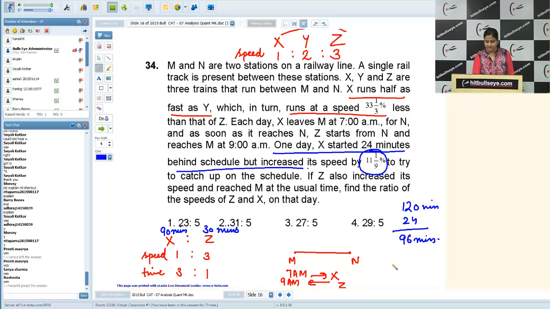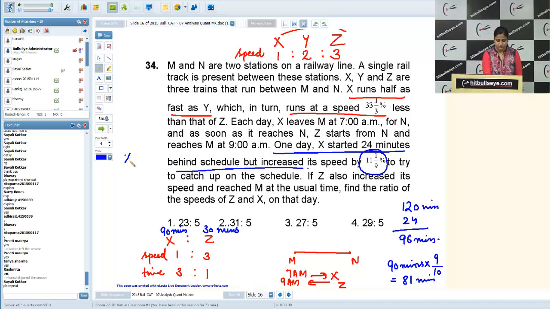It means initially it was taking 90 minutes. Now it has increased its speed. What is 11.1%? That is the fraction 1 by 9 only. So its speed becomes 10 by 9, so its time will become 9 by 10. Its new time will be 9 by 10 of 90, which is 81 minutes. Is it okay? Clear? X speed is now 10 by 9.